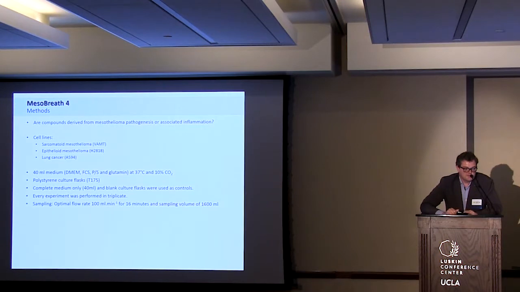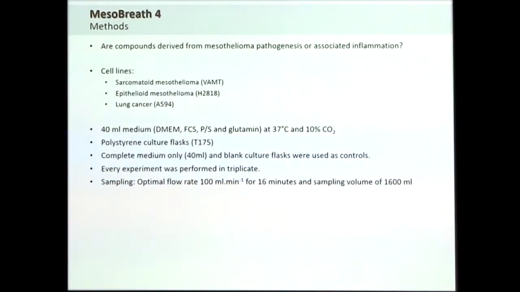So we wanted to know, really, are the compounds derived from the mesothelioma itself, or are they specific for mesothelioma, or is what we have seen in breath inflammation that is associated with it? So what we have done is a pilot study, including 3 different cell lines. We have a sarcomatoid cell line, an epithelioid mesothelioma cell line, and we included a lung cancer cell line also in a second study.